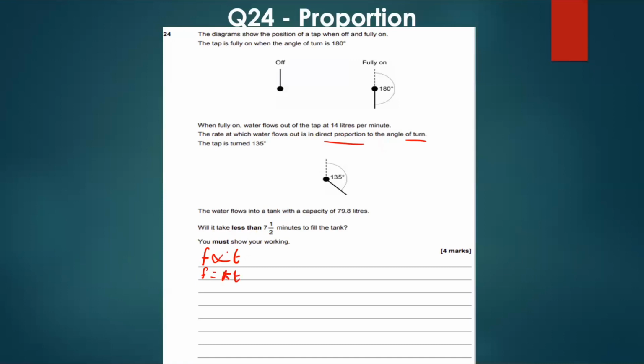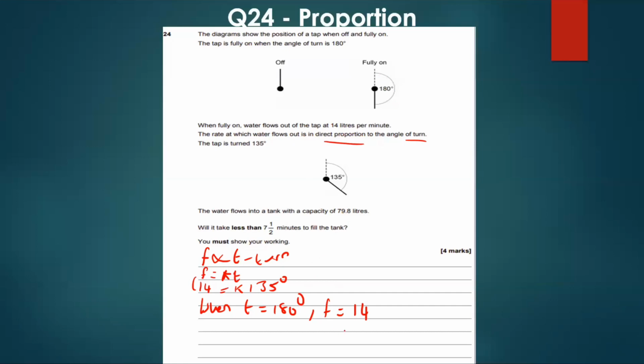So adding in our formula, we know our flow is 14 when the tap is turned 135 degrees, so 14 is K times 135, where T is the angle of turn and K is our constant. Then when T is equal to 180 degrees, when it is at a full turn and turned on all the way, F is equal to 14 litres per minute. It comes out at 14 litres per minute.